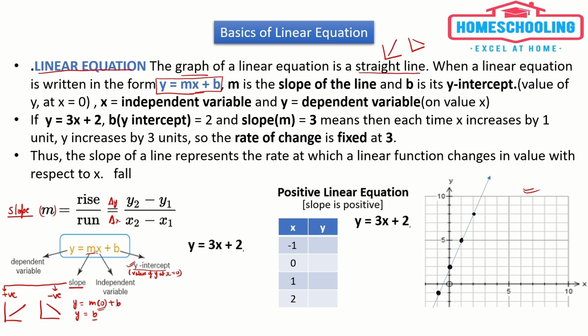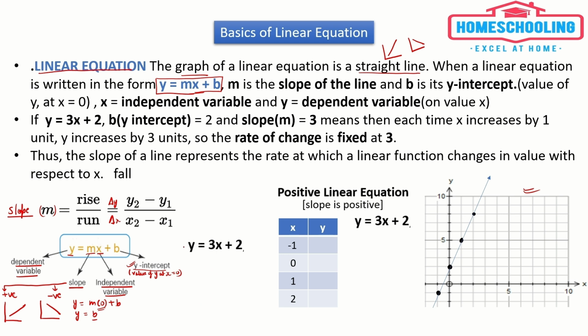Now, what is x here? X is an independent variable and y is a dependent variable. Why is it called a dependent variable? Because whenever we put various values of x, like here we are putting x as -1, 0, 1, 2, then the value of y will change, and the value of y will change as per the value of x. So we can say that y value is dependent on the value of x. That's why y is a dependent variable.